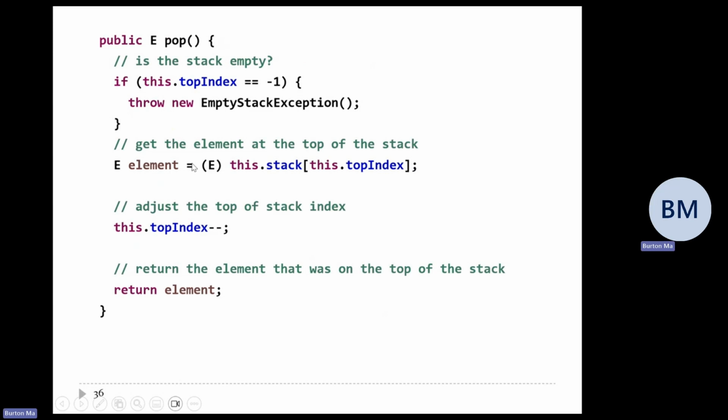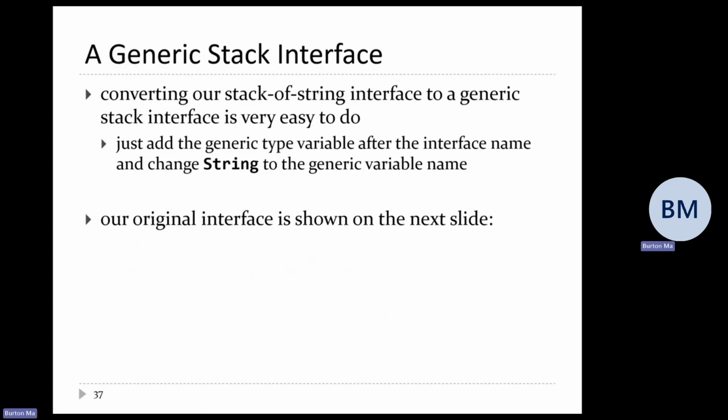So converting an existing class to a generic class is normally very simple. You have to hunt down all of your types that might change, and you just replace them with the generic type. Sometimes you have to cast stuff if you have an array of stuff. If you have an array of some type, you might have to make it an array of Object instead of a generic array. But otherwise, everything's very straightforward.